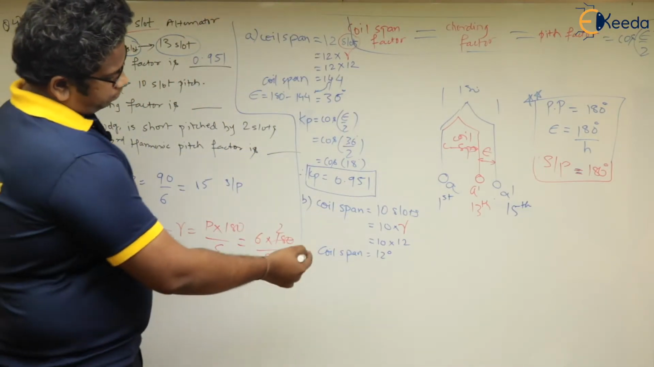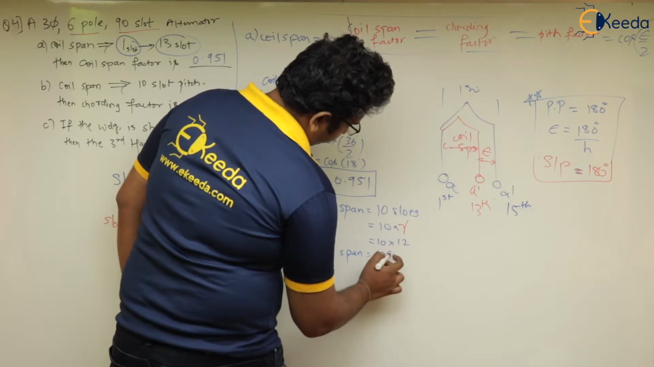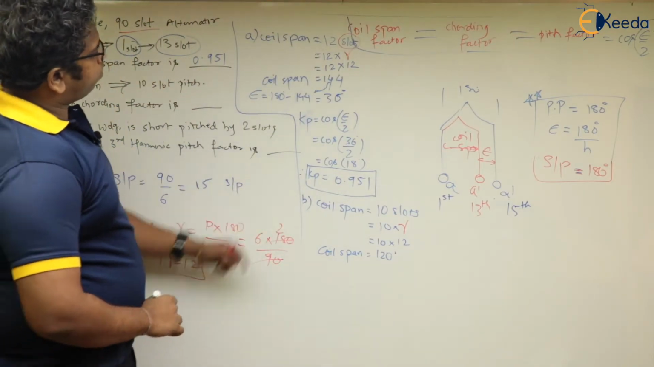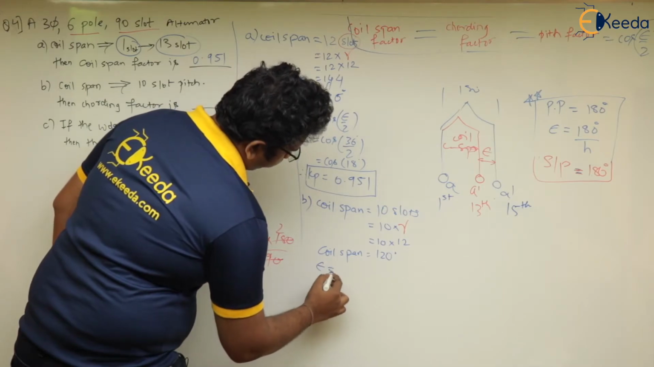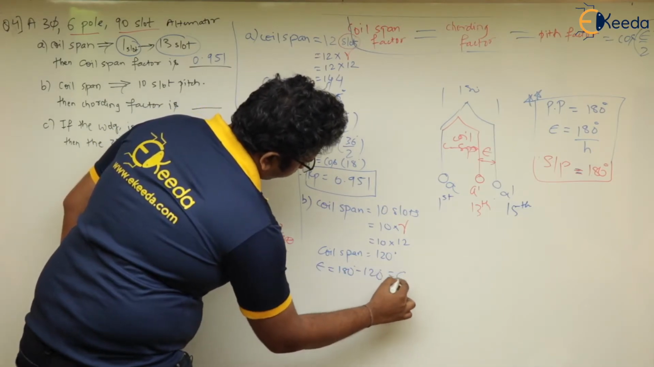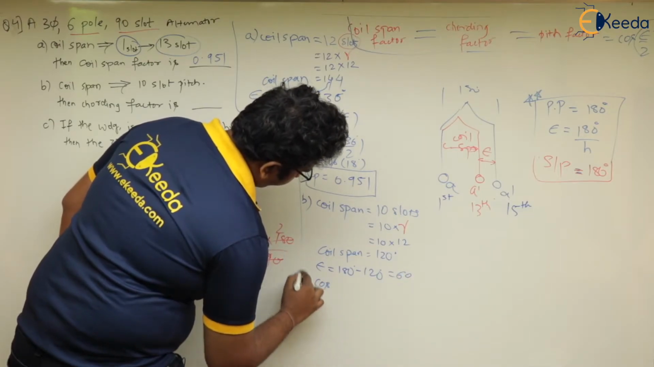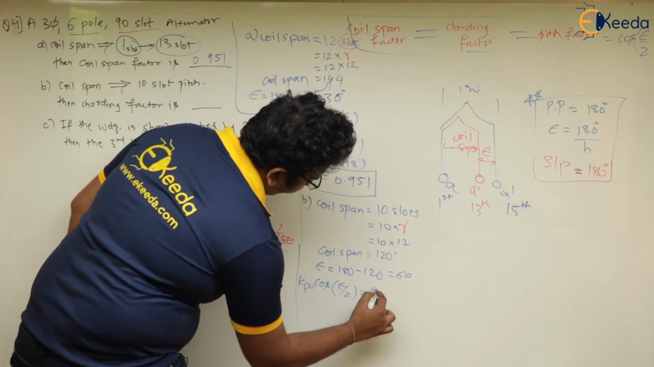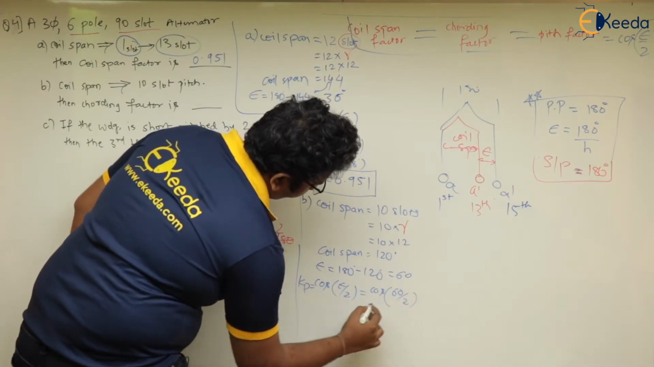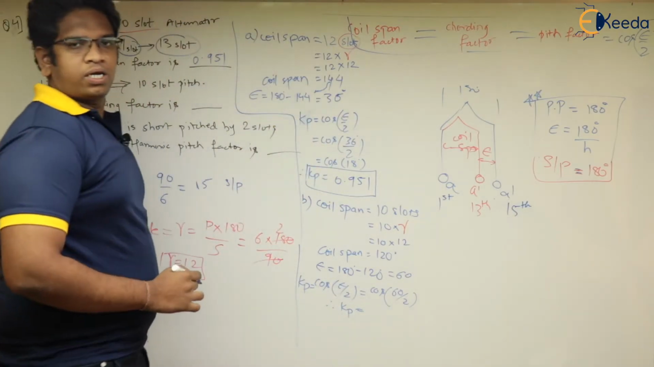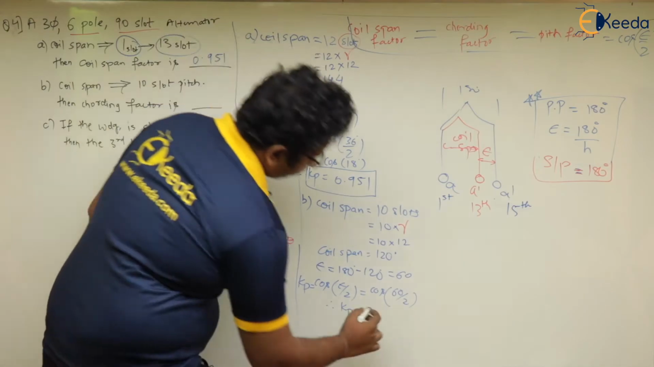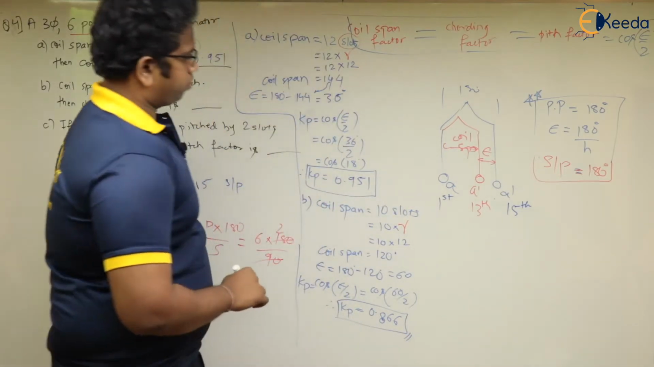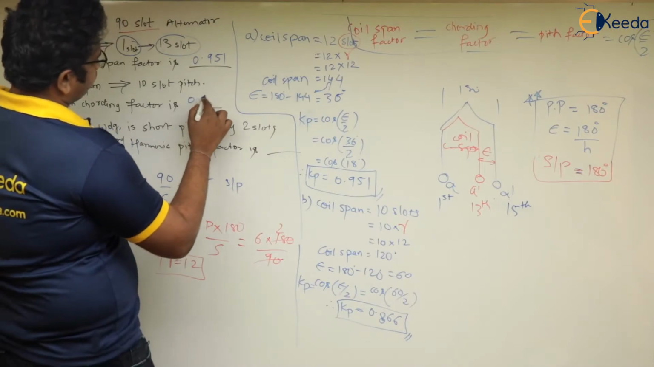Now, once the coil span is given as 120 degrees, let us think of epsilon. Epsilon is going to be 180 degrees minus 120, which is 60. So our Kp is cos of epsilon by 2, which is cos of 60 by 2. After solving this, you get Kp equal to 0.866. So A is done, B is done.